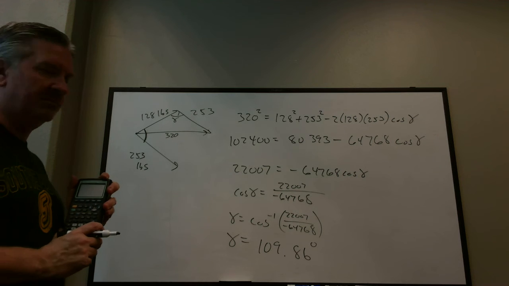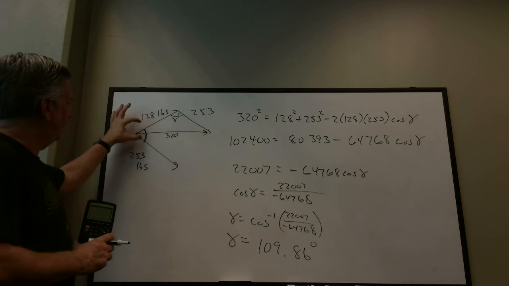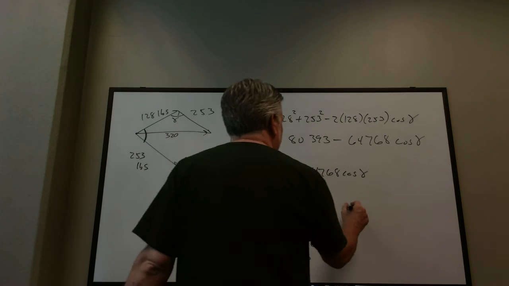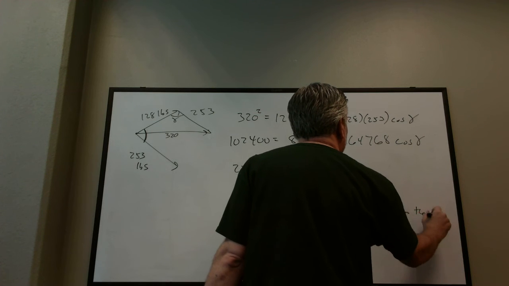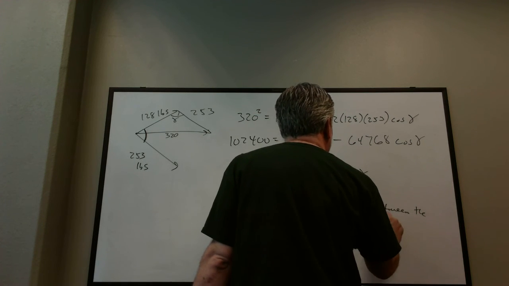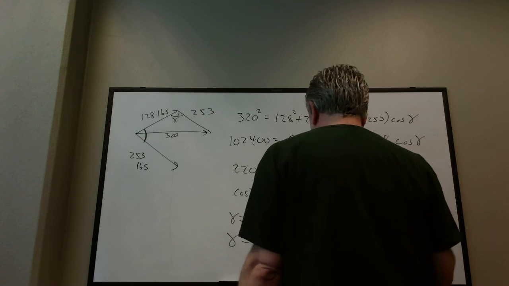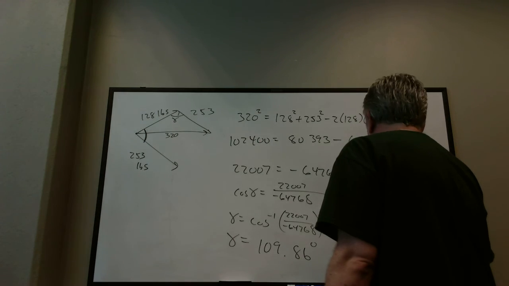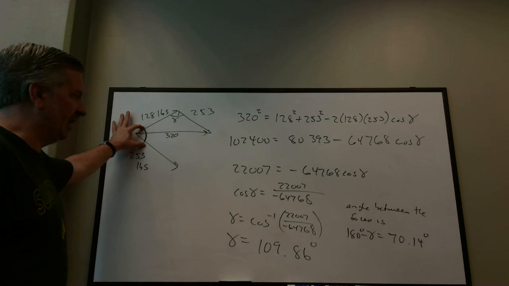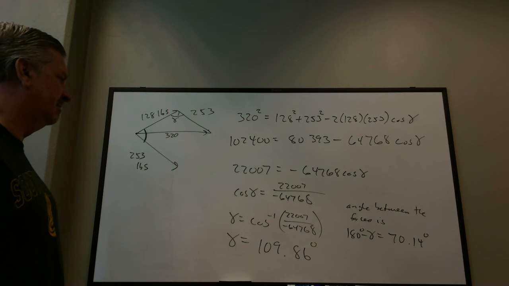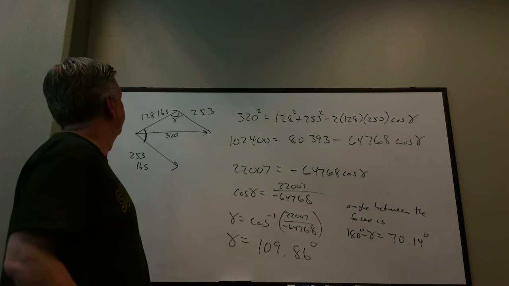Is that our answer? No, that's not our answer. It didn't say find gamma. It said find the angle between the forces. So the angle between the forces is 180 minus gamma, which is 70.14 degrees. Subtract gamma from 180, that will get you the boldface angle. Okay, so it's just a previous problem in reverse.